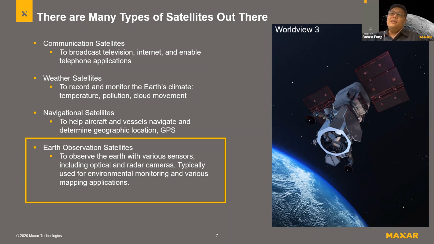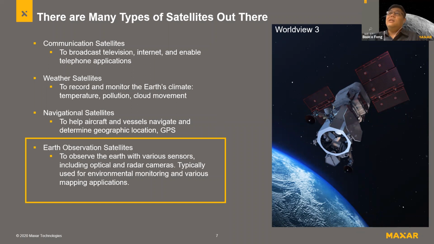The next one is the weather satellite. This is to record and monitor the Earth's climate, for example recording the surface temperature on the Earth. It also includes, for example, pollution and the cloud cover or cloud cover movement.